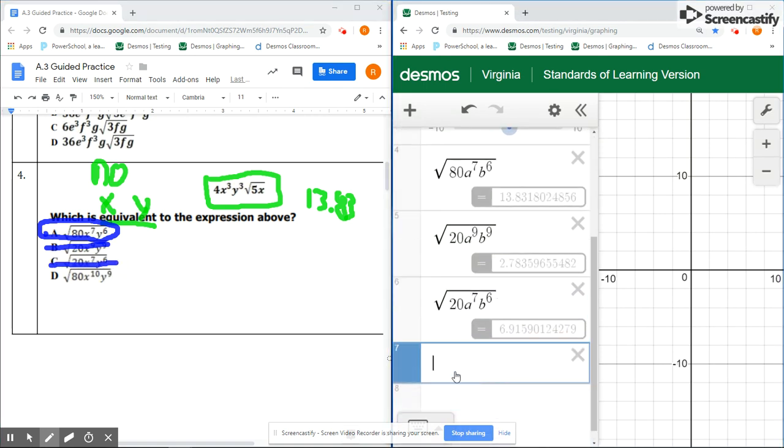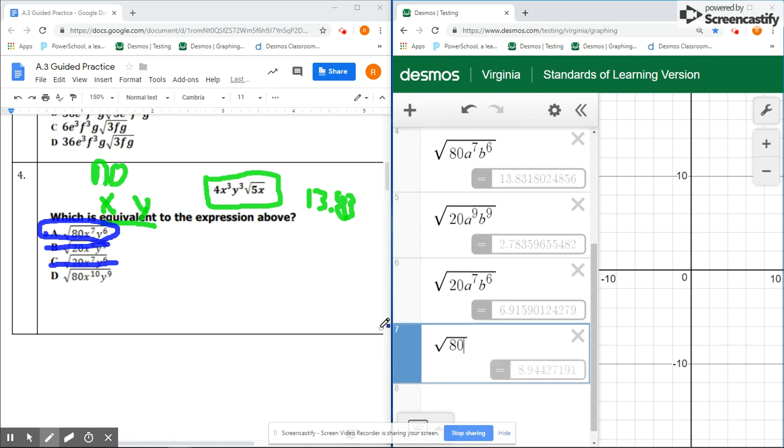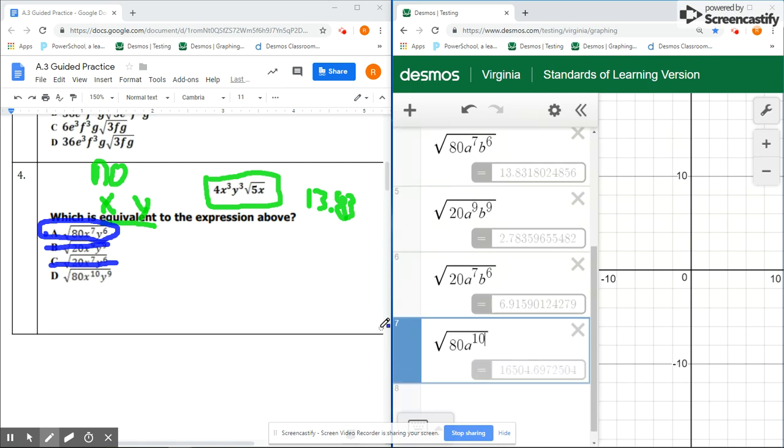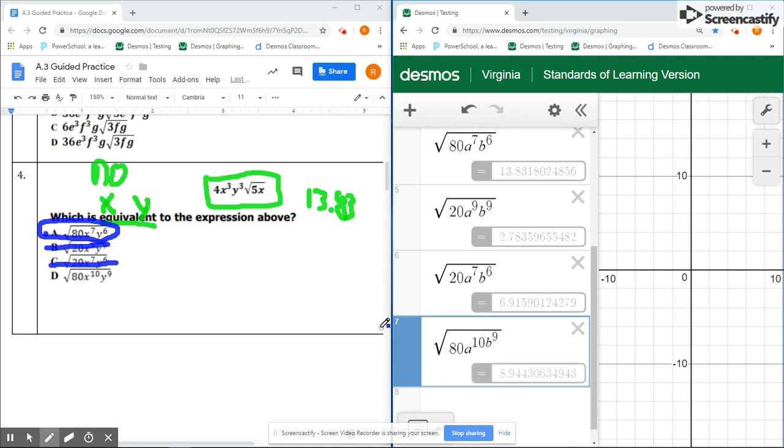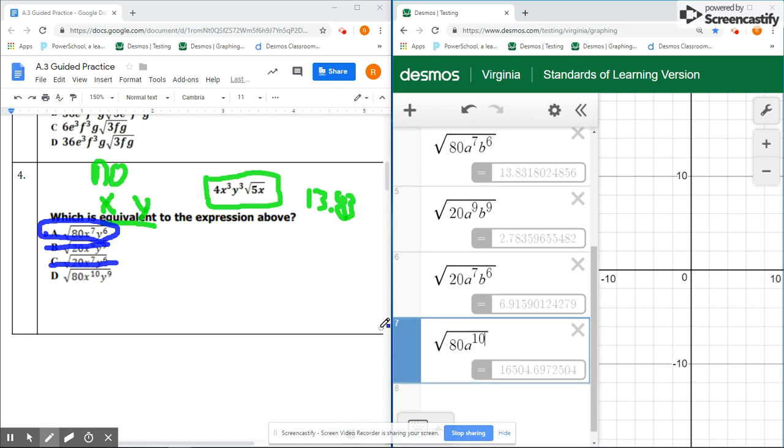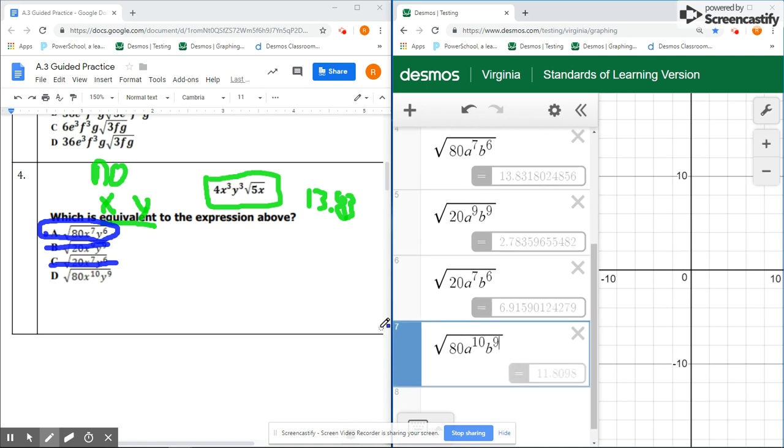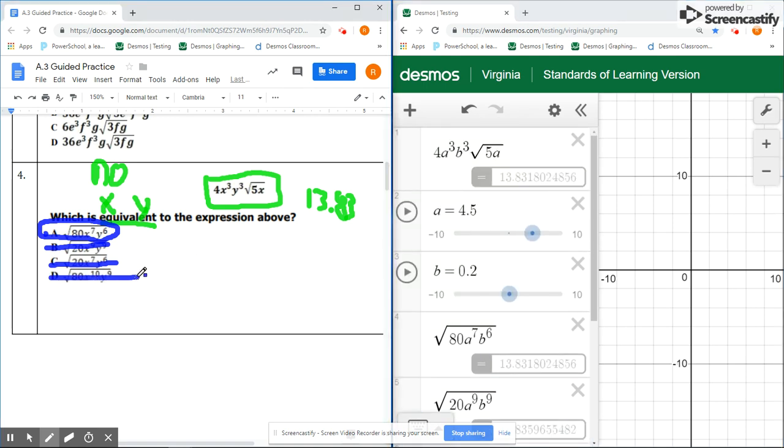And when I try D here, you get square root of 80, A to the 10, B to the 9. Ooh. See, even sometimes teachers mess up, so we got to go back and double check. 11.8 is definitely not the answer. All right, so our answer here is letter A, square root of 80, X to the 7th, Y to the 6th. Though that is a simplified expression of letter choice A there.